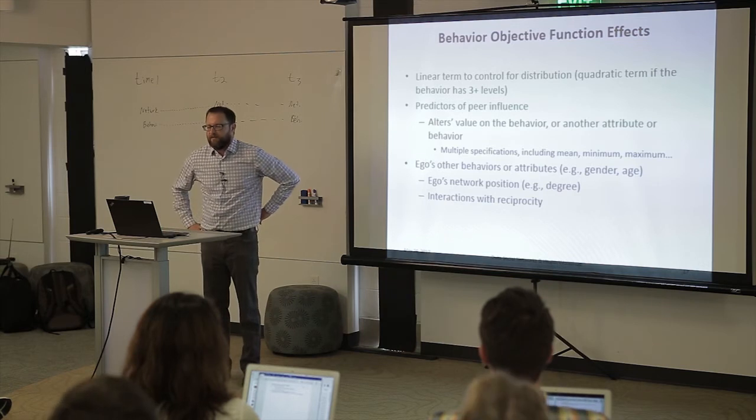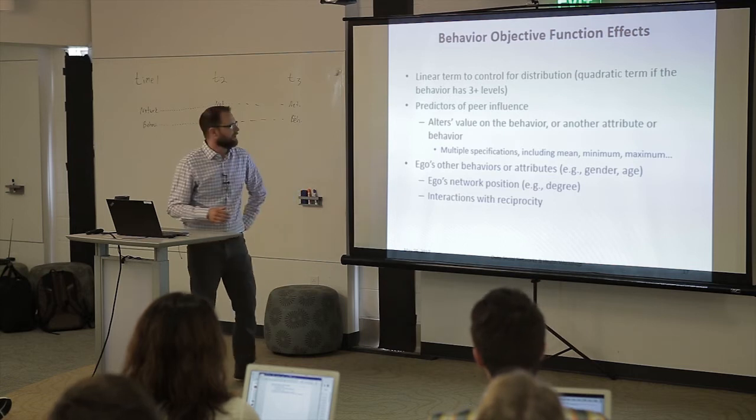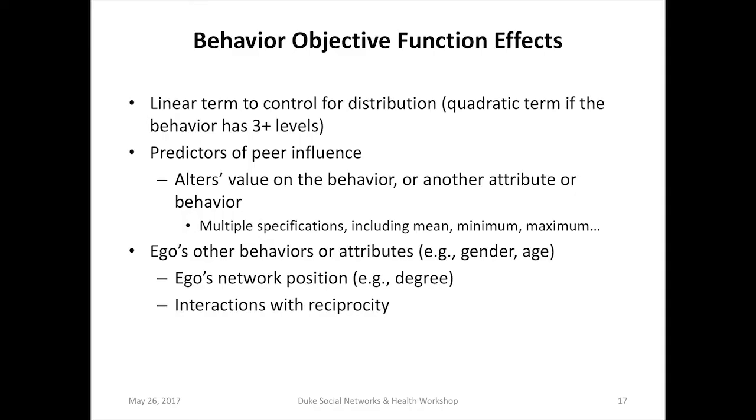We want to somehow control for the overall distribution. So we have two terms, a linear term and a quadratic term. You can think of these as intercepts. They account for the general tendency to have certain levels of the behavior. Having both a linear and quadratic term allows for a nonlinear distribution. Say we have a bimodal distribution of a behavior, something like smoking, where you tend to have smokers and non-smokers. It's a very U-shaped distribution. Having both of those allows us to model that better.